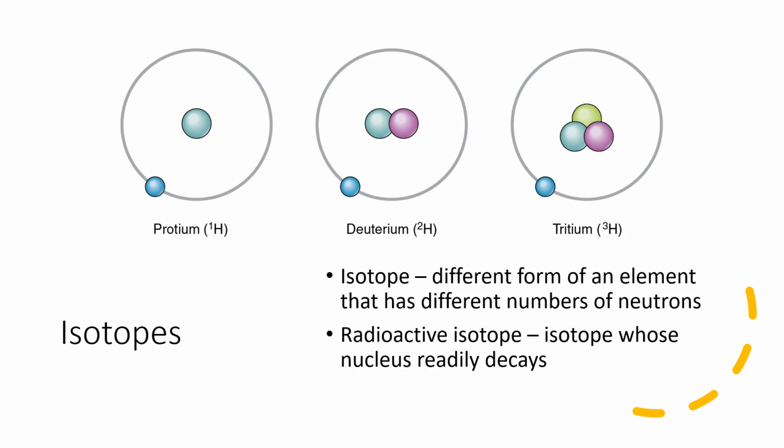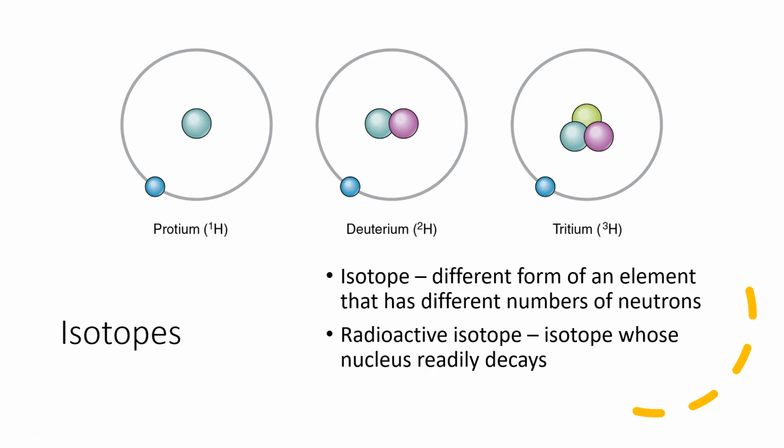Some elements will have isotopes. So these are different forms of an element where there are different numbers of neutrons. So you can see in this picture isotopes of hydrogen with 1, 2, and 3 protons, respectively.